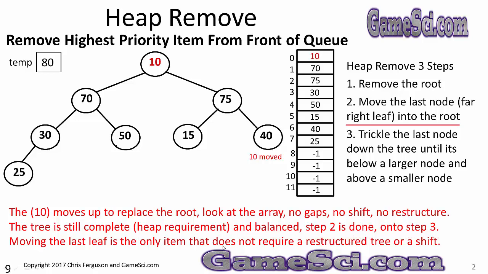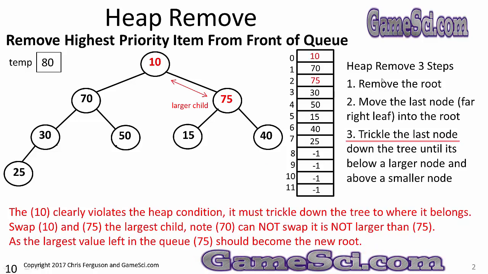On to step 3. Moving the last leaf is the only item that does not require a restructured tree or a shift. Heap remove, step number 3. Trickle the last node down the tree until it's below a larger node and above a smaller node. The 10 at the root clearly violates the heap condition. It must trickle down the tree to where it belongs. Which way will it go?